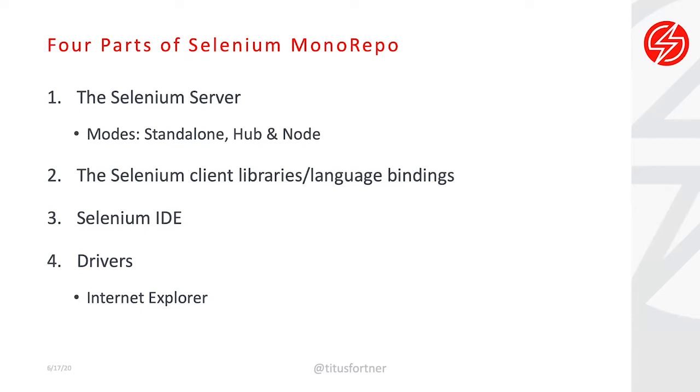we go with. So in the Selenium repo, you have the Selenium server, and you have different modes that it can act in. So you can have a standalone, you can have it act as a hub or a node for a grid. Then you have the Selenium client libraries, or the language bindings as we refer to them. This is what most people think of when we talk about Selenium. And I'll go through what those are doing here in a second.